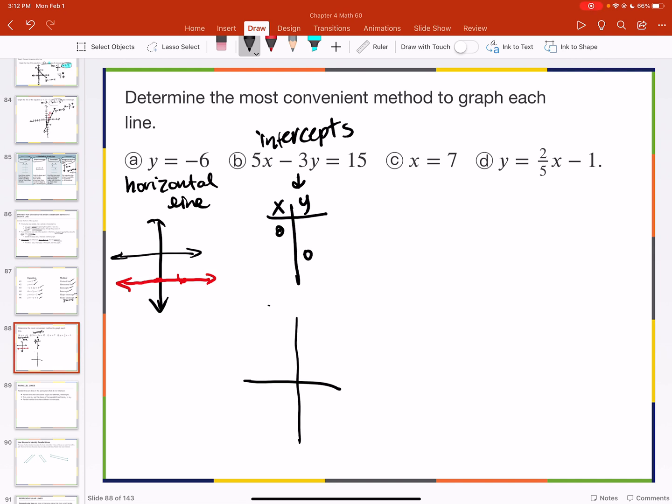We would make a table and then plot the points and then draw it, okay? Here, for C, you just need to know what's the method. We need to recognize that this is a vertical line because it's x equals, and then it would be x equals 7. So wherever 7 is, it's a vertical line going that way, okay?